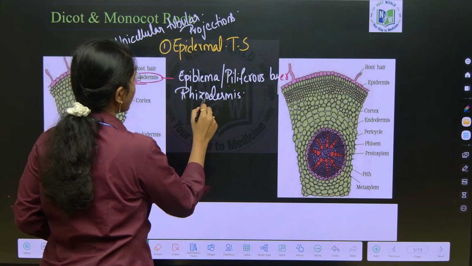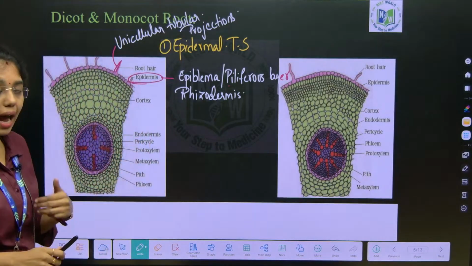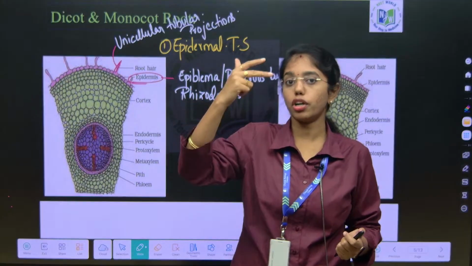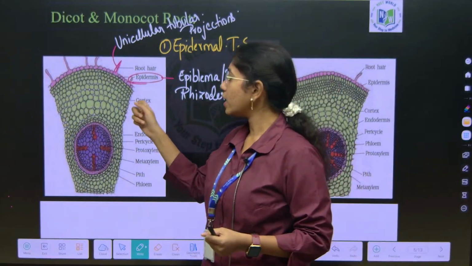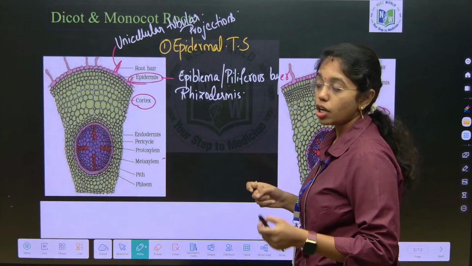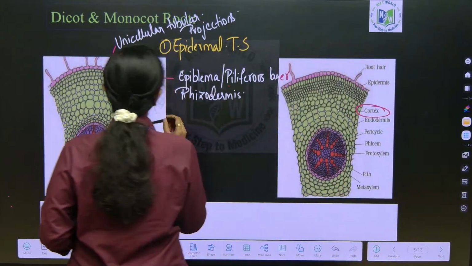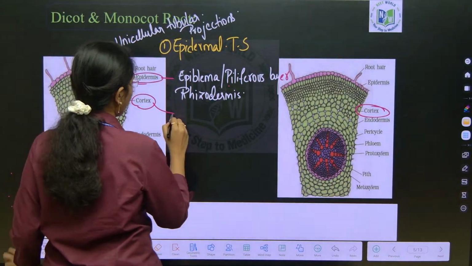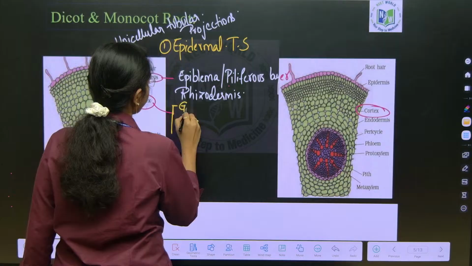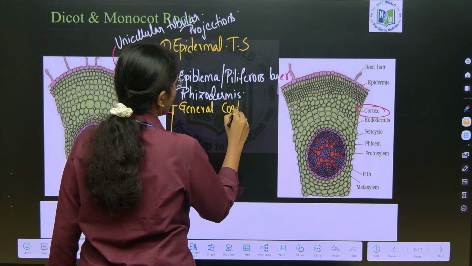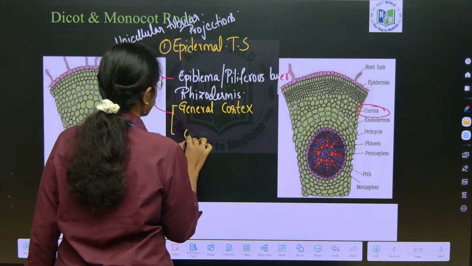So, now in the cortex region, unlike the differentiation that you see in stem as hypodermis, general cortex and endodermis, here in the root cortex region there is no hypodermis. You just have general cortex and endodermis.